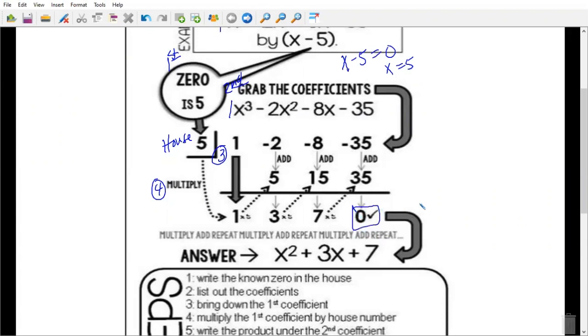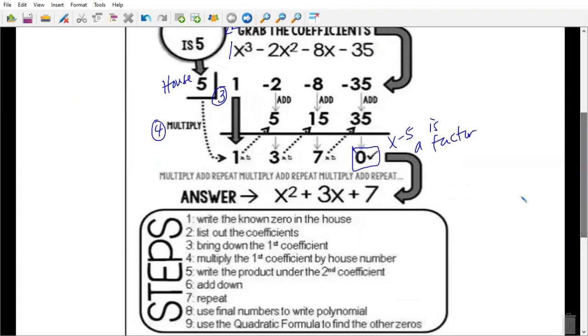So what this means is when I receive 0, this means that x minus 5 is a factor. Okay? When you get to the end, you end up with your quotient. Your quotient is always 1 degree less than what you started off with in your dividend. So we were x to the third, but we divided out an x. So our quotient is x squared. And these are the coefficients of our quotient. So it's literally 1x squared plus 3x plus 7.